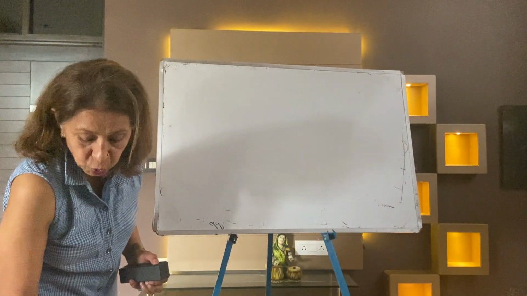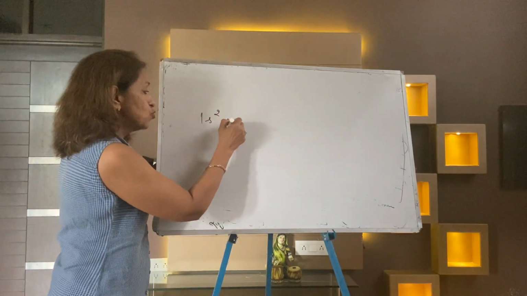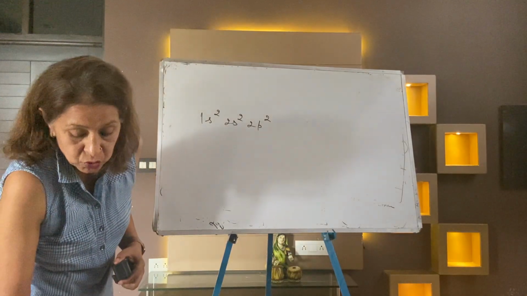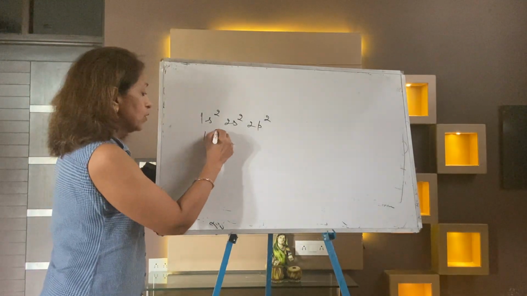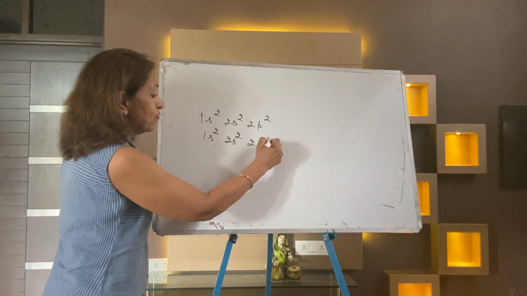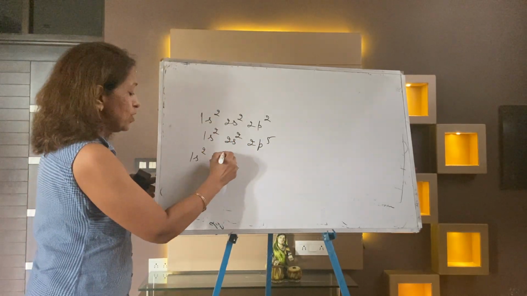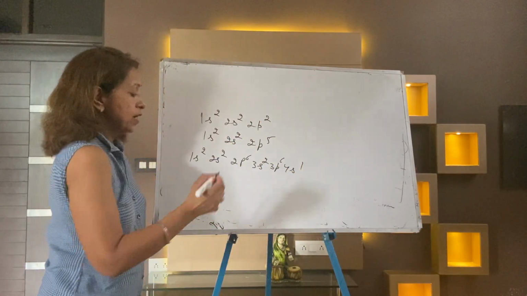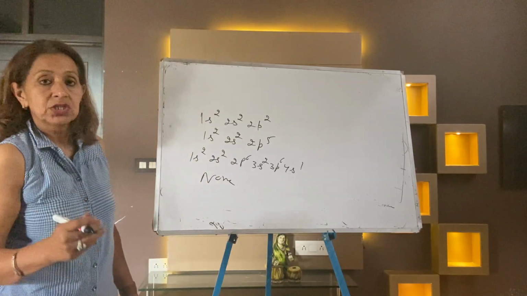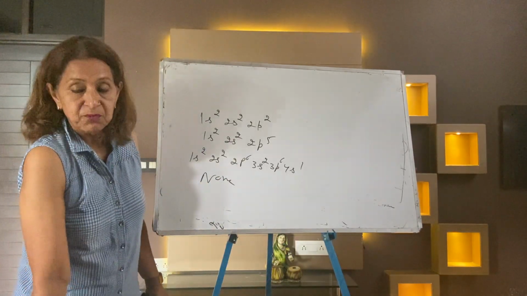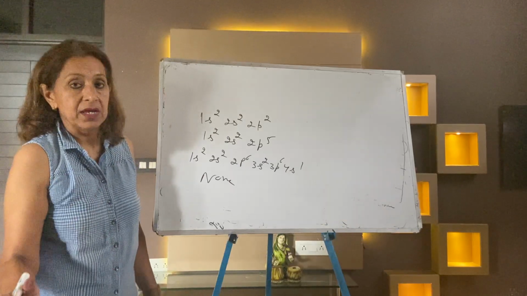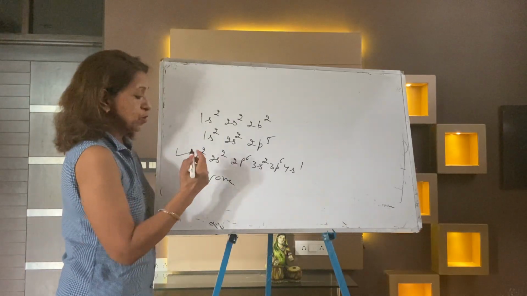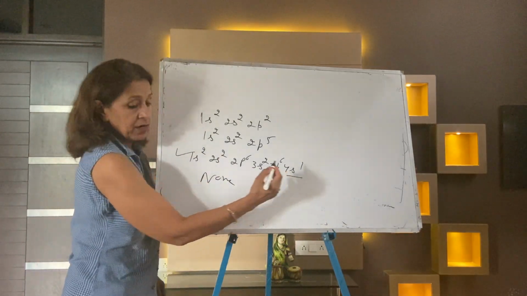Question number 1: 1s2, 2s2, 2p2; 1s2, 2s2, 2p5; 1s2, 2s2, 2p6, 3s2, 3p6, 4s1; and none of the above. The question is, out of these four, which belongs to the alkali metal family? You know, alkali metal is group 1. So group 1 is s1. So the correct answer is option C, the alkali metal family.